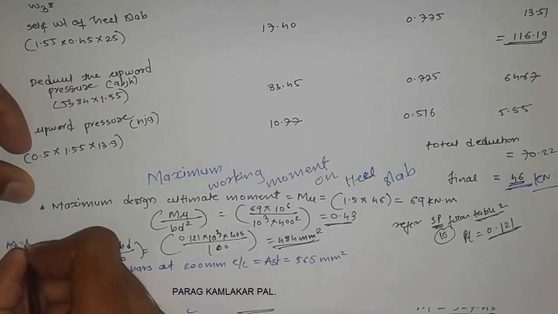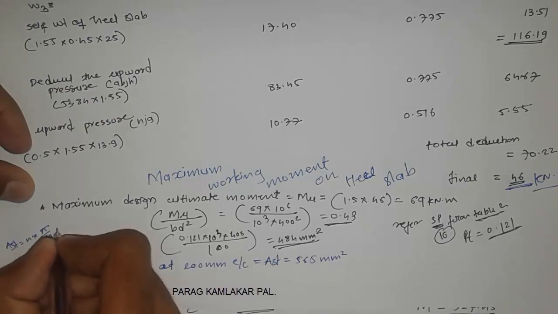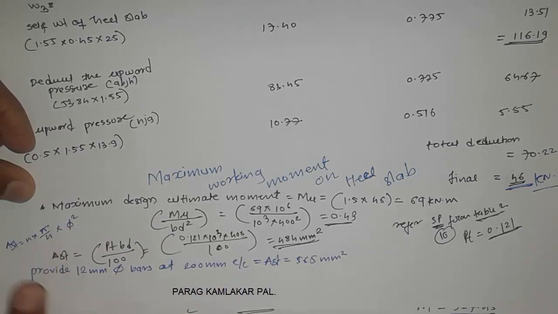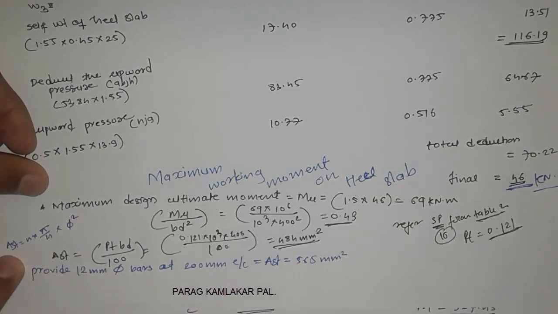Ast equals number multiplied by pi by 4 into diameter square. So when you put 12 in this formula, with 200 mm spacing, 12 into the number of bars you place, you get the Ast.